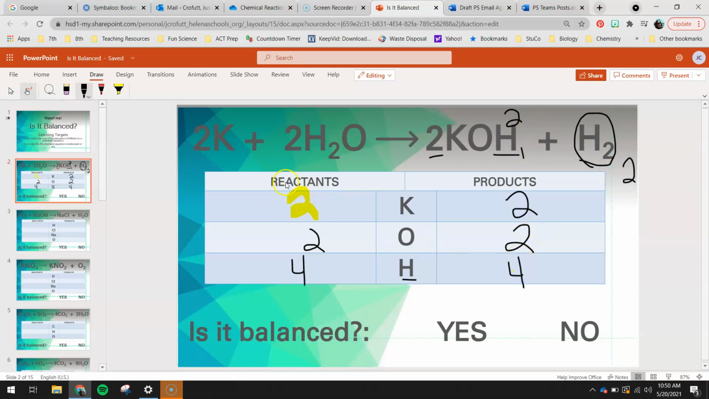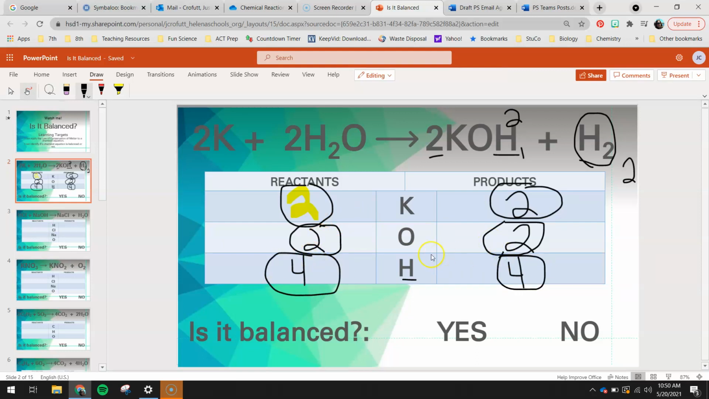Okay, now we look and say, all right, we have 2 potassiums on the reactant side, 2 on the product side. That abides by the law of conservation of matter. There was nothing created, nothing destroyed there. Oxygens, 2 on the reactant side, 2 on the product side. So again, that abides by the law of conservation of matter. And then finally our hydrogens, 4 and 4. So that also abides by the law of conservation of matter. So what you see in this is, yes, this equation is balanced. So you would circle or highlight yes.